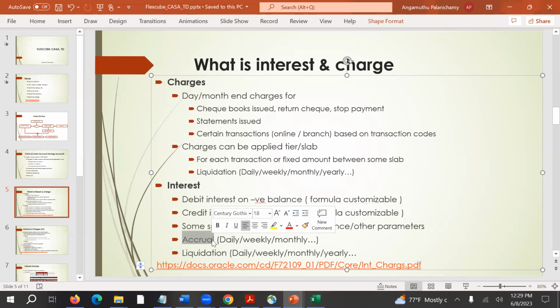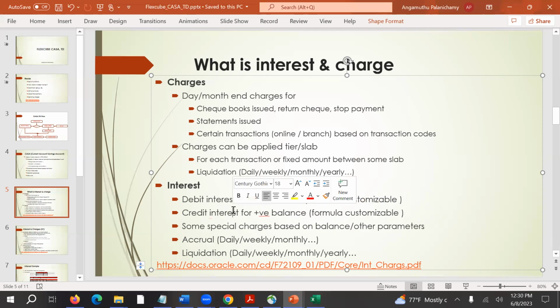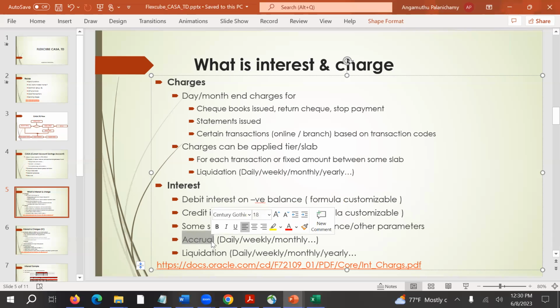Accrual means this is not impacted in the customer account, but it is impacted in my internal books, the bank expense books. Because of the credit interest, it's debiting from the bank expense and crediting to the customer. So it's a debit from my expense book and a credit to the customer account. So there is an accrual GL.